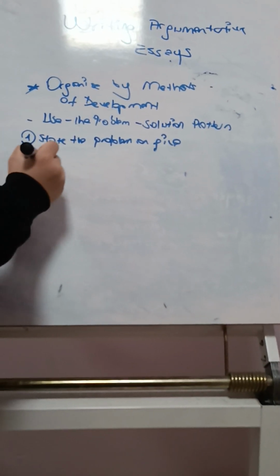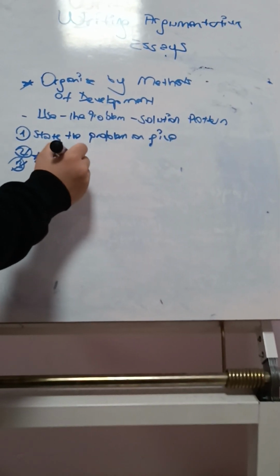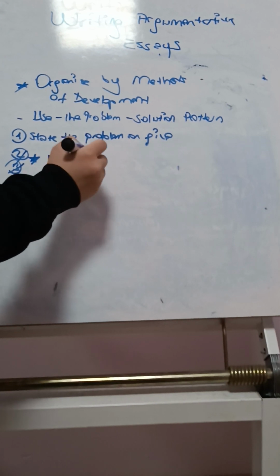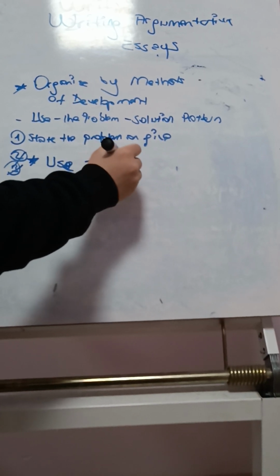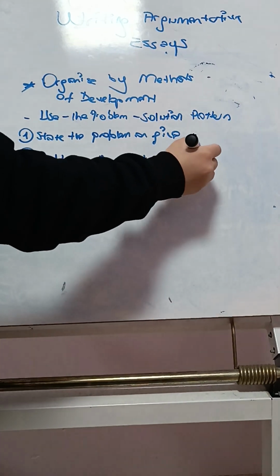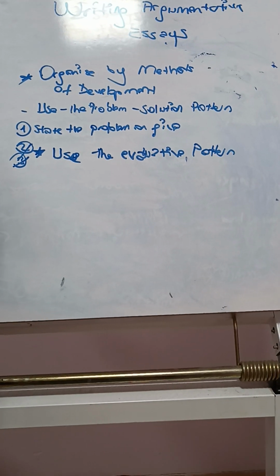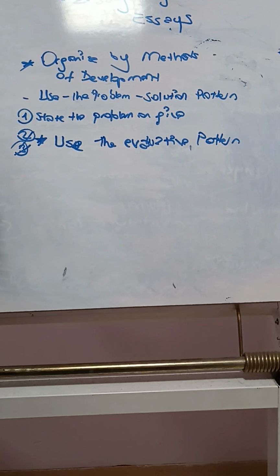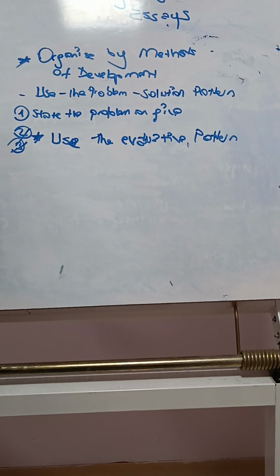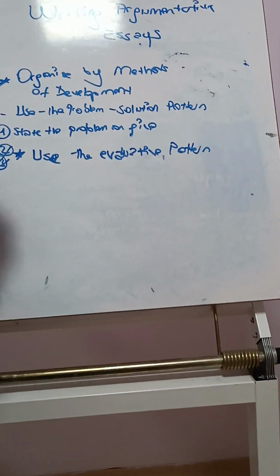Now, use the relative patterns. This pattern works best when you are trying to determine the worth of something according to certain established criteria.